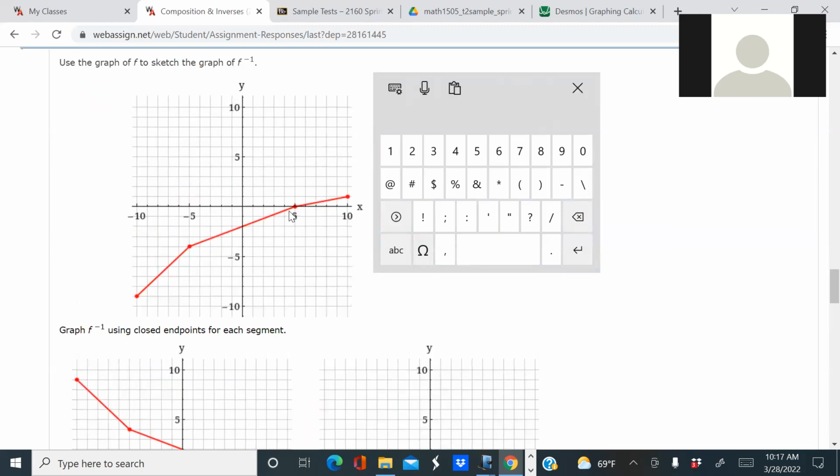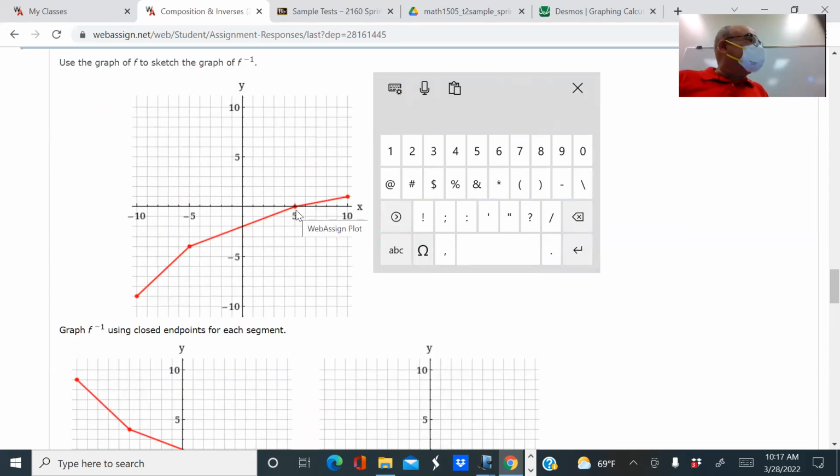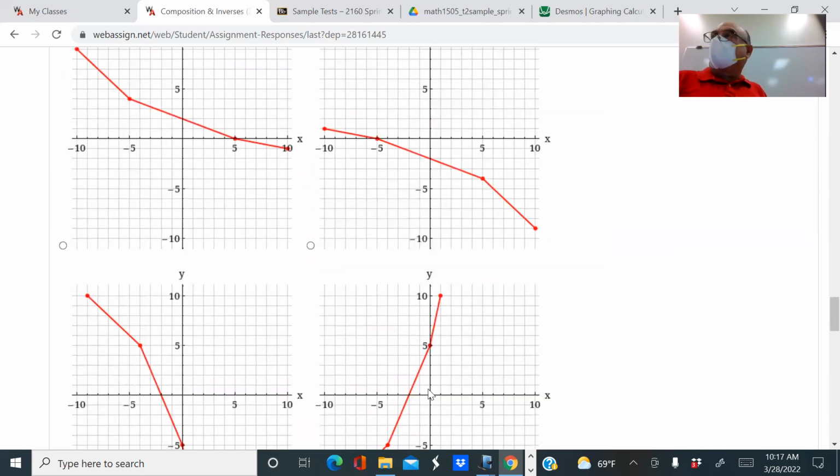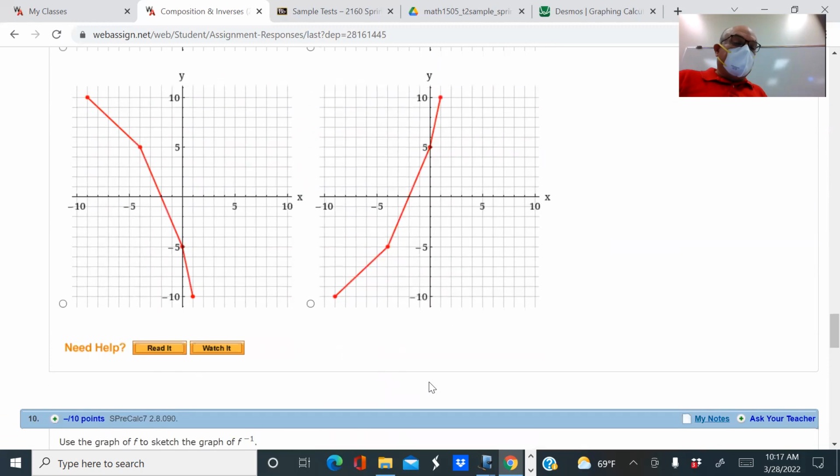Or here's the point 5, 0. So if you flip that, you would get what? 0, 5. Is 0, 5 on here? Ah, yeah, there it is. So that's giving us evidence that Emil's idea there, Emil's eyeballing it there, is correct. The right answer there is going to be D.